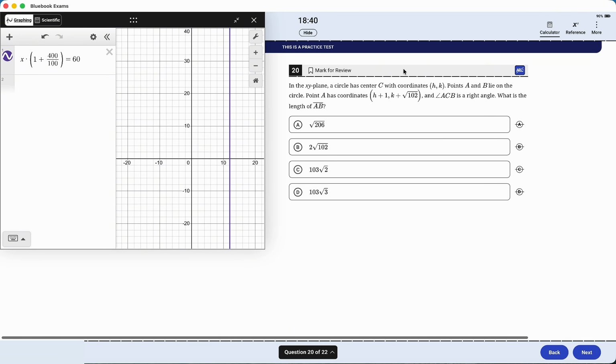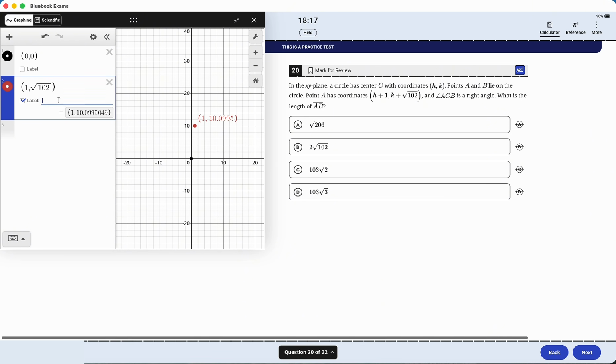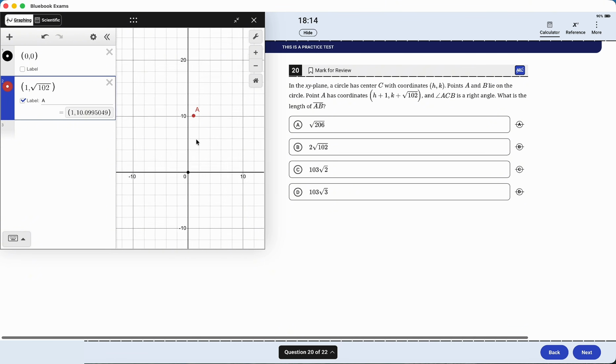This problem here is probably a crazy one. Sometimes you get these crazy ones in Desmos. What I would do for this one: it says we have a center HK, and A and B are on the circle. A has this point. So just make up numbers for H and K. I'll go with 0, 0, so this is going to be our center. Then point A over here is going to be 1 comma square root 102. I can even give it that label, A. And they want to know what B would be.